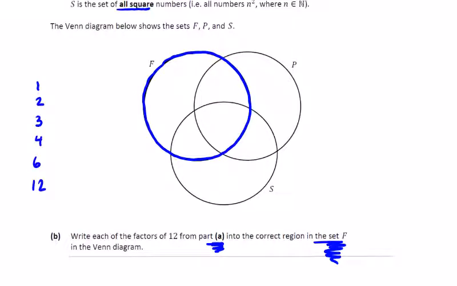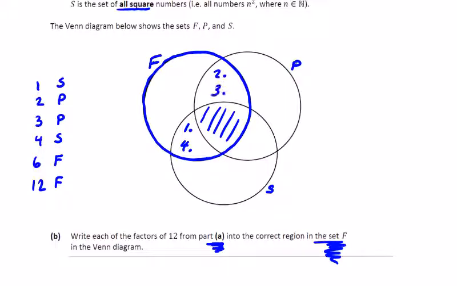Which ones of them are prime? 2 and 3. Square numbers are 1 and 4, 1 squared and 2 squared, and these are just factors. So it looks like there's no intersection of all 3, so there's nothing in there. Here's my S, here's my P, and here's my F. The square numbers, 1 and 4, I can put in here, give them dots so they don't look like 14. The prime numbers, 2 and 3, in here, and the factors that are left, 6 and 12.